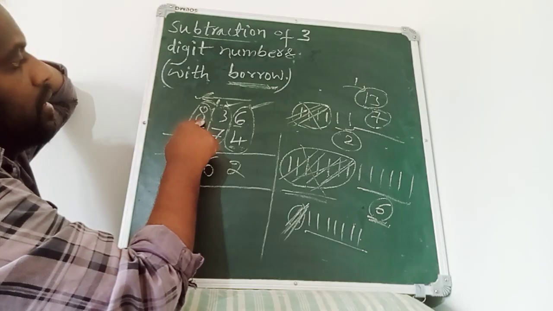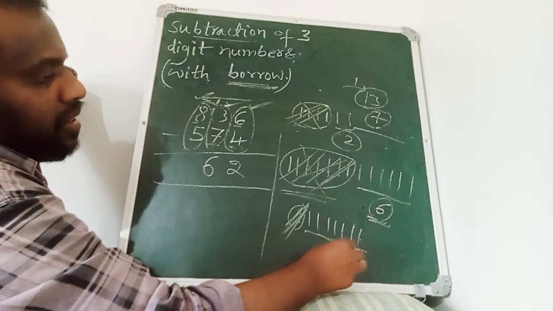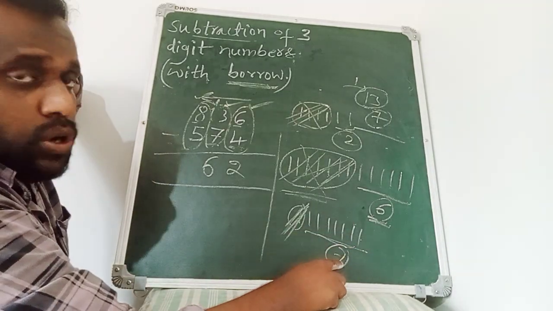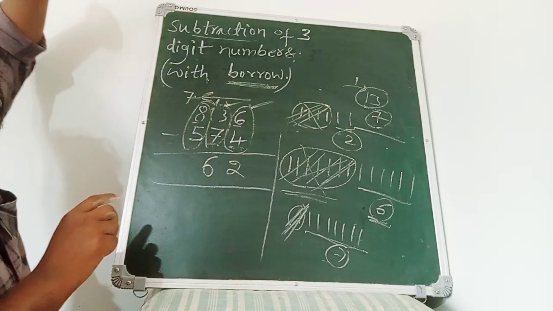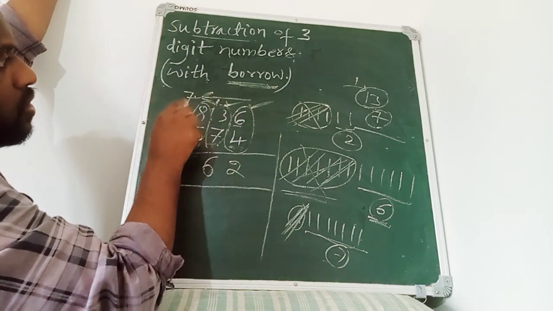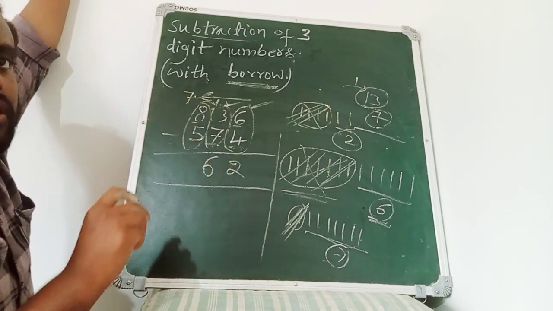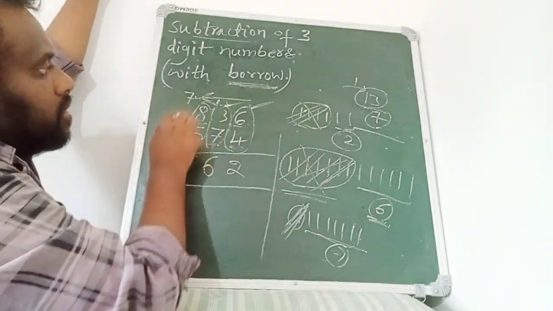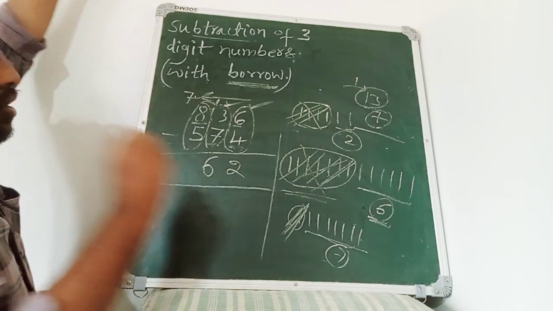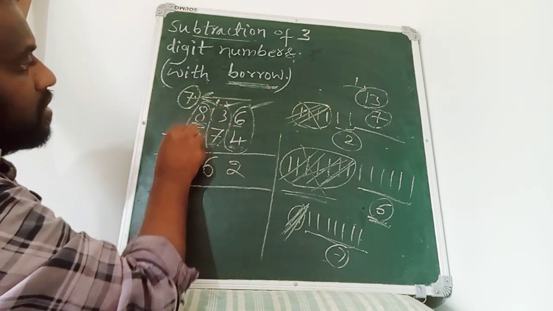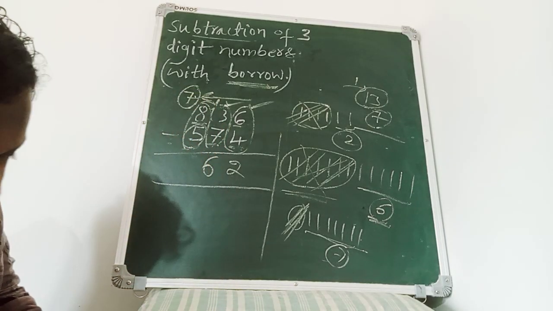So when 8 has given 1, what is left here? In place of 8, we have 7. Now you have to assume in place of 8, we have this 7 here. Somewhere you write it here. You should not write 7 here or here, just somewhere here, for your convenience. Now assume this is not 8, this is 7, because 1 is given to 3. Got it? Now from this 7 you have to subtract this 5. So how to subtract?